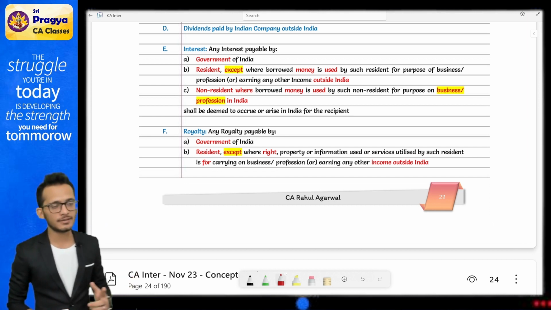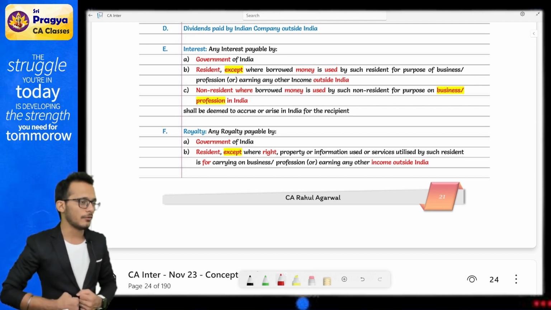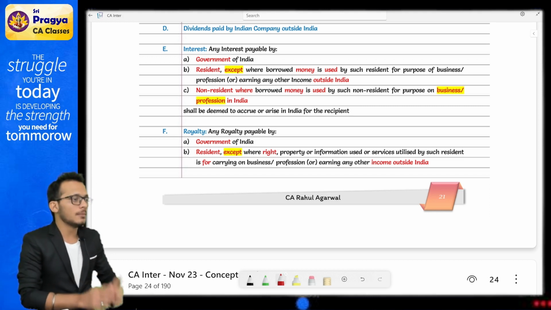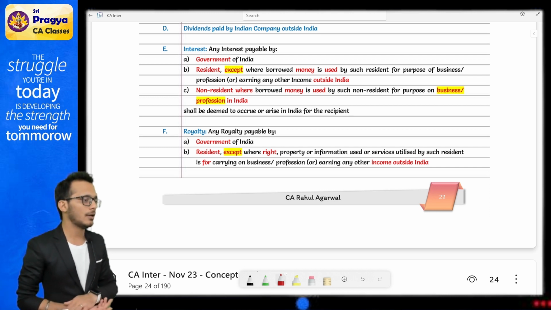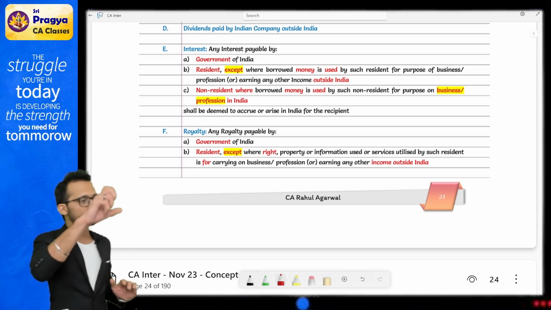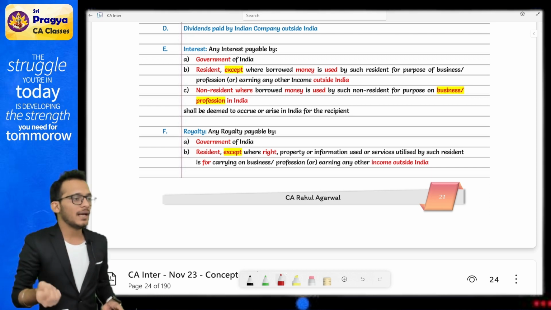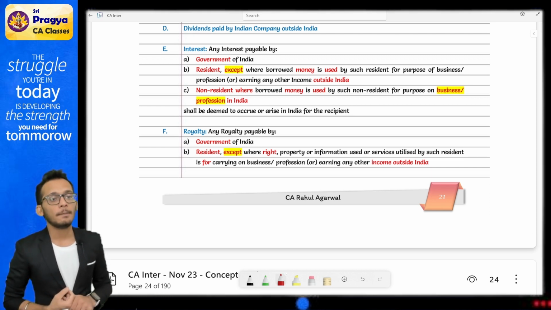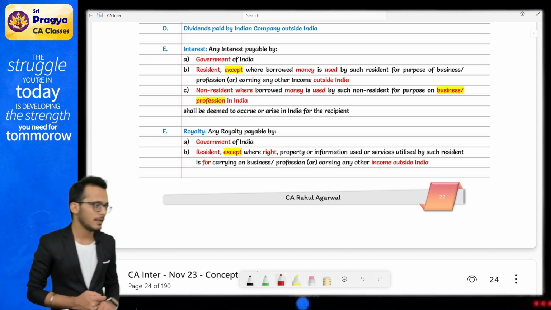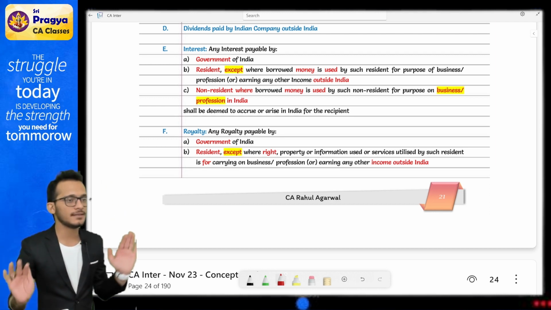It's not there for interest, which means a non-resident giving money to another non-resident, getting interest out of it. If this non-resident uses this loan for any purpose in India which is not a business purpose, it will still be not taxable. A simple example if I have to give you: there is a person giving money to another person. The other person is using the loan and buying shares in India. Because he's buying shares in India, he got something called as dividends. Now this person is going to give him interest. Now both are non-residents. Is this income taxable?